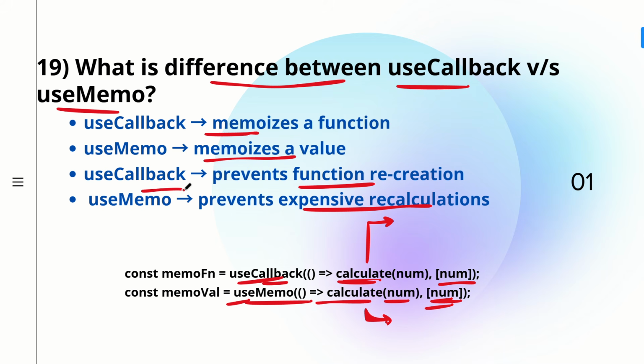So useCallback is useful to prevent the function recreation, it memoizes a function. And useMemo prevents the expensive recalculation and it memoizes a value.